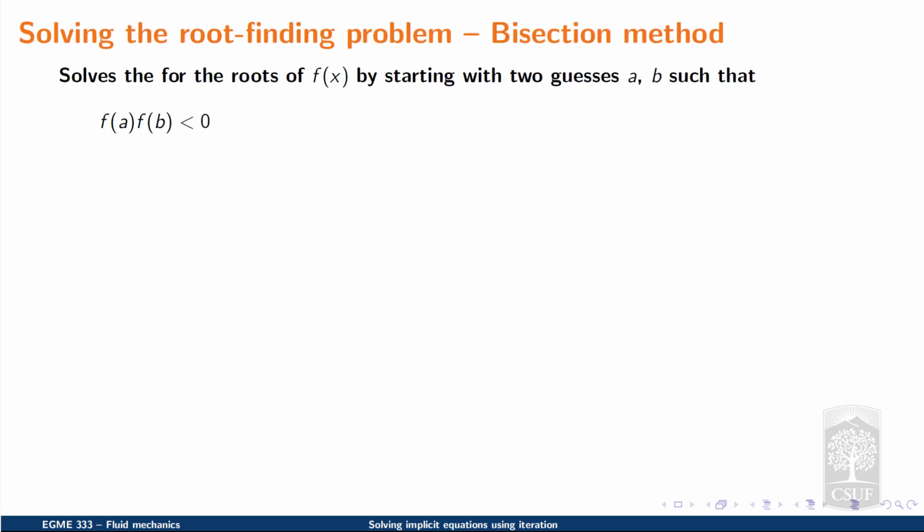One common method for solving the roots of a function is the bisection method, which solves for the roots of function f of x by starting with two guesses, a and b, such that the product of f of a times f of b is a negative quantity, so the product must be less than 0.